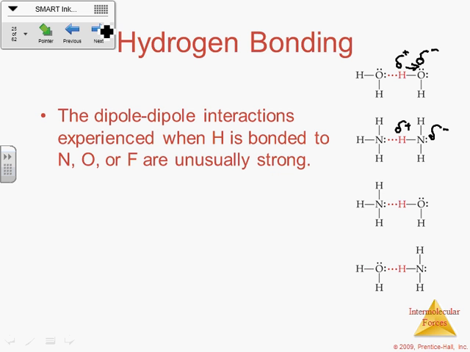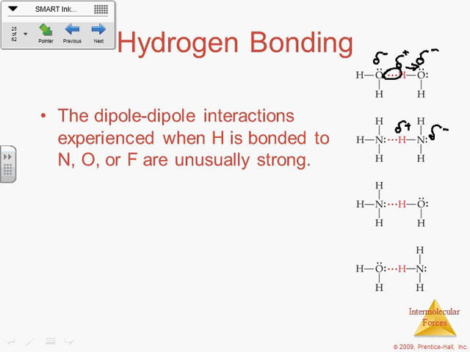Then you have another molecule over here with a very strong partial negative charge, and this bond right here turns out to be very strong because of those very strong partial positive and partial negative charges that you have. This only happens when hydrogen is bonded to nitrogen, oxygen, or fluorine. It's the only time that this can happen.